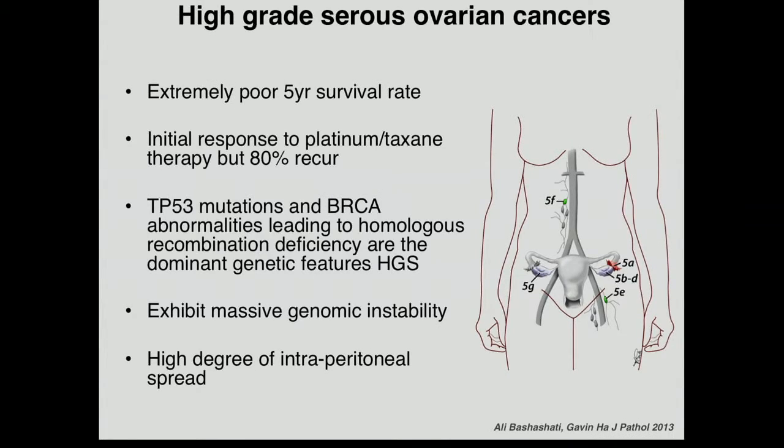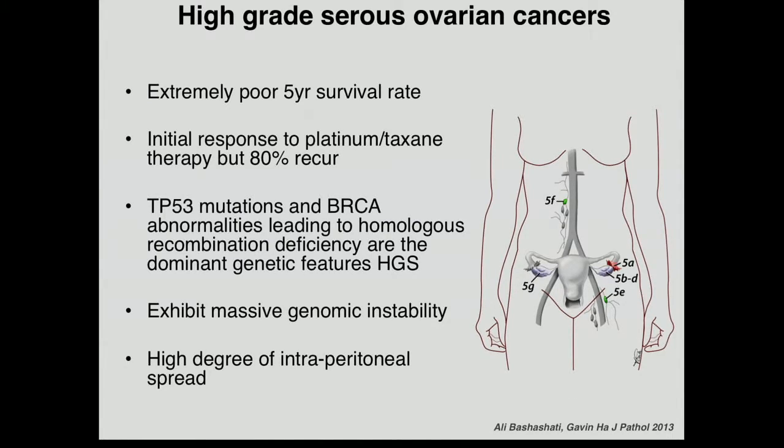The last component was microenvironmental selective pressures. To study this, we've been looking at high-grade serous ovarian cancers. These are ovarian cancers that exhibit extremely poor 5-year survival rates. Many of the patients respond initially to standard of care platinum taxane therapy, but nearly 80% will recur. They're characterized by p53 mutations and BRCA abnormalities leading to homologous recombination deficiency, so they have a genomically unstable phenotype. At the time of diagnosis, because these tumors develop within the peritoneal cavity, there's lots of opportunity for cells to move around.